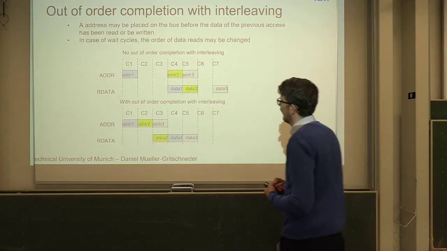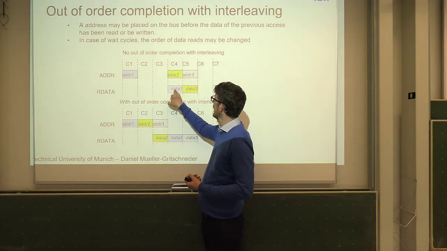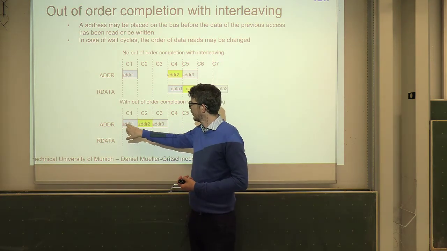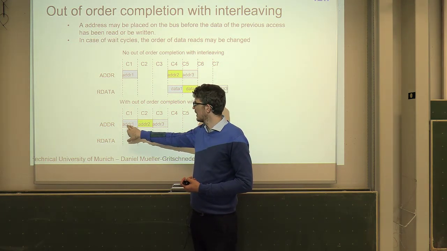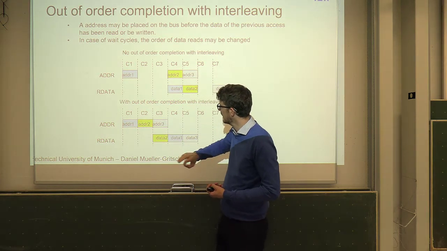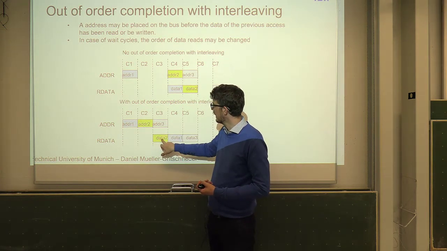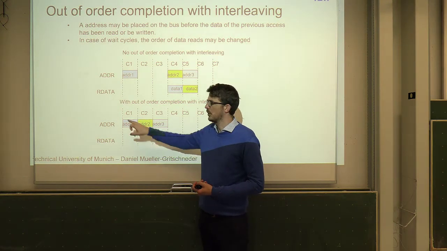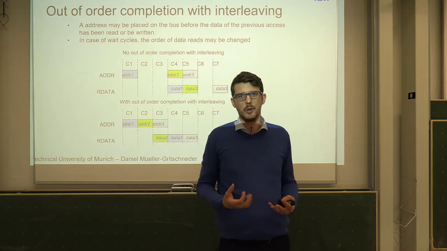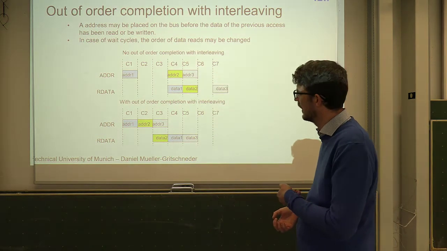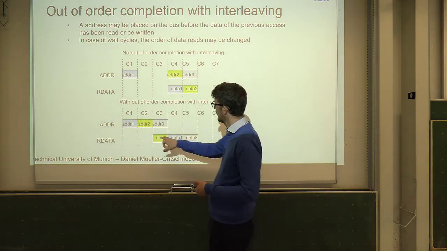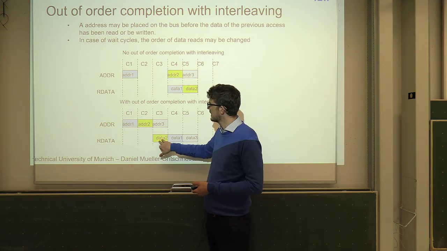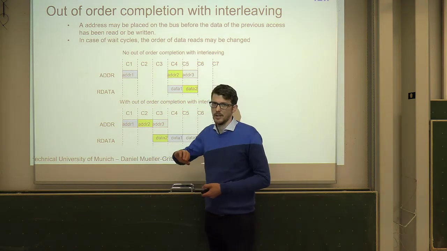That means you have, for example, a very slow access, but then you have a very fast access, right? And then what can happen is you first put the access to the slow target, then you put the access to the faster target, and then the faster target returns its data before the slow target returns its data. And this is only allowed, of course, if the bus can keep track of this and knows that this data doesn't belong to the first outstanding access, but belongs to the second outstanding one, right?